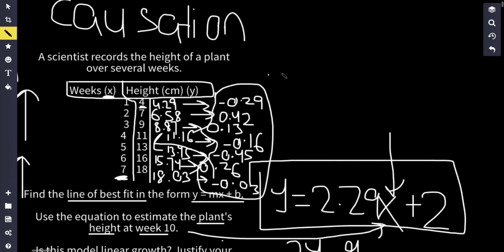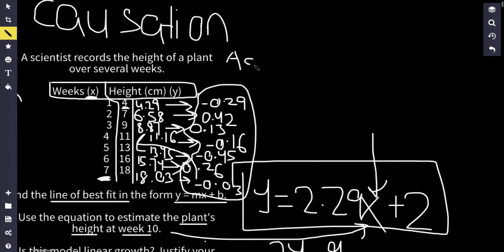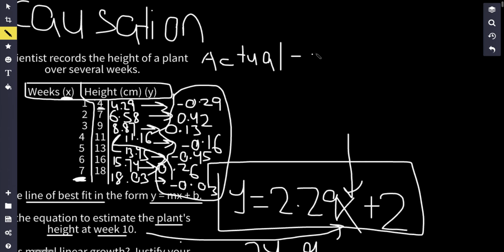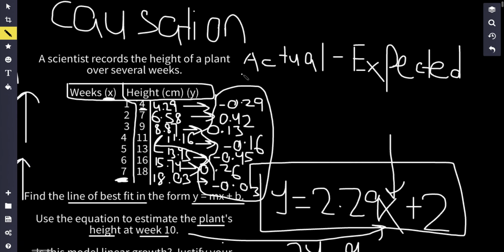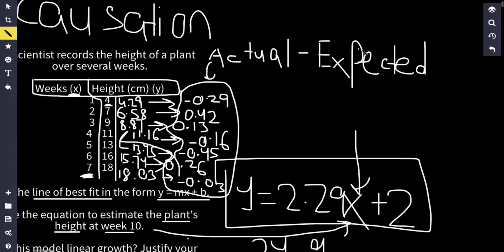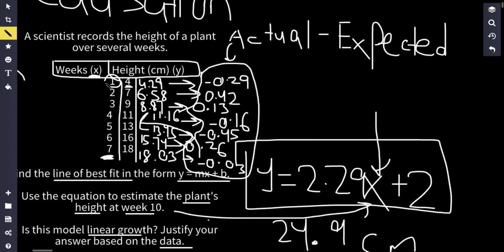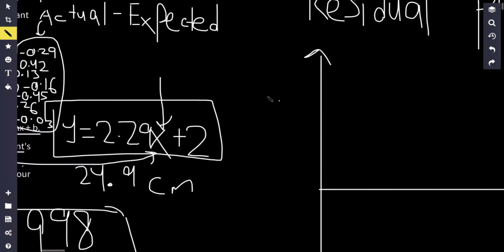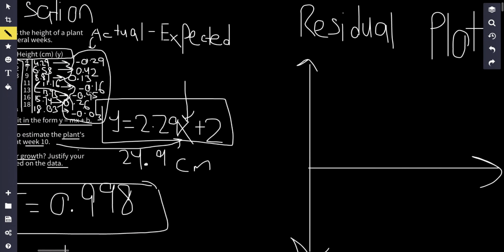Now this data basically just represents actual minus expected. All this data represents is the actual values, in this case the actual height minus the expected height. The expected height represents what we got when we plugged in x equal to 1 into our line of best fit, right? Our expected values are just the line of best fit values. And when we subtract these two values, we get the discrepancy between the actual value and the expected value.